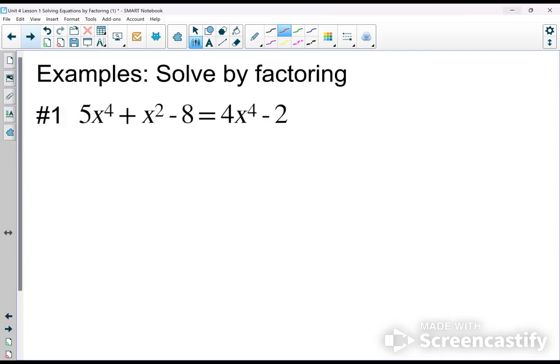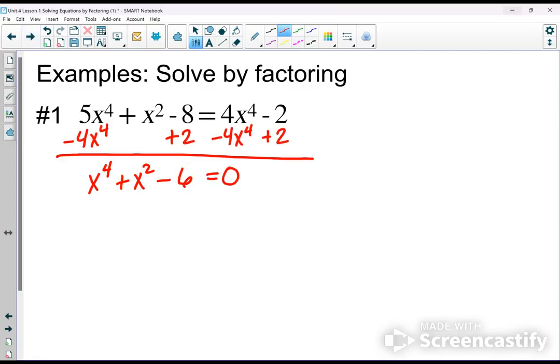Our first example, solve each polynomial by factoring. We're going to go ahead and set this equal to 0. I'm going to move everything to the left-hand side, resulting in this polynomial. Now, this polynomial kind of looks like our quadratic equations did. I'm going to utilize my x method to try and factor it like we traditionally do. See if there's anything we can replace that middle term with that'll work out.